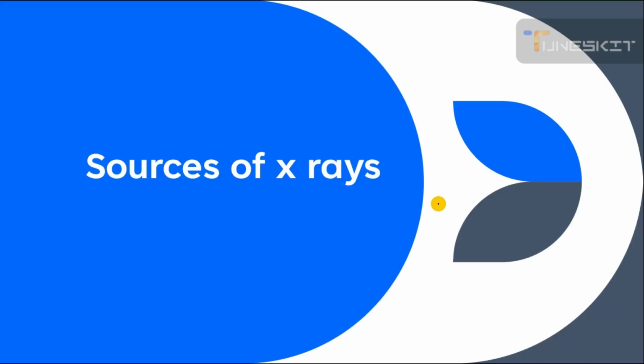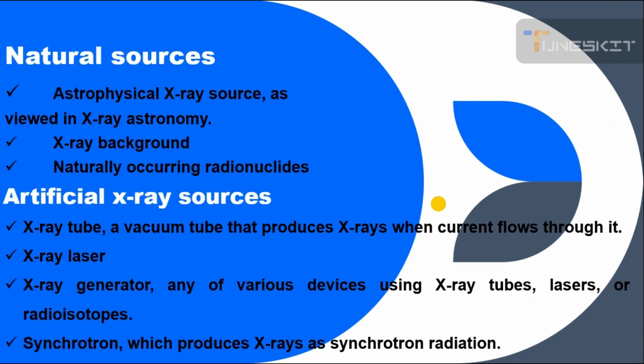Now there are sources of X-rays. The main source of X-rays is synchrotron, but first I will show you some natural and artificial sources. In natural sources, there are astrophysical X-ray sources as viewed in X-ray astronomy, the X-ray background, and naturally occurring radionuclides. In artificial sources, there is the X-ray tube, a vacuum tube that produces X-rays when current flows through it, the X-ray laser, the X-ray generator, and the most important, synchrotron.